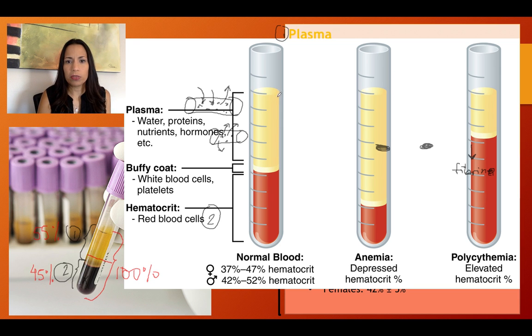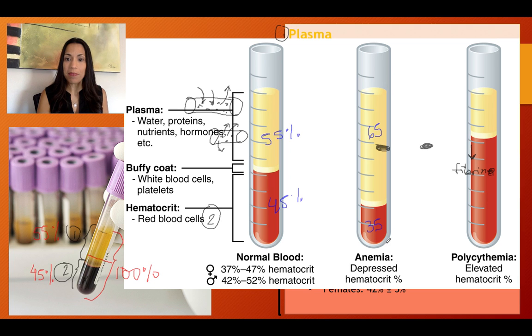So this is normal, right? We said that about 55 is plasma and 45 is erythrocytes. So this is your hematocrit. If for any reason you have an increased amount of plasma or a decreased amount of erythrocytes, or a decreased hematocrit, let's say 35, and this will be 65, that's what we call anemia.